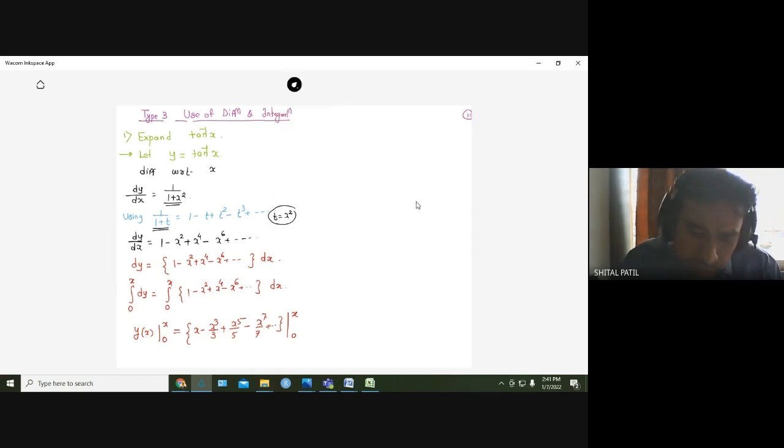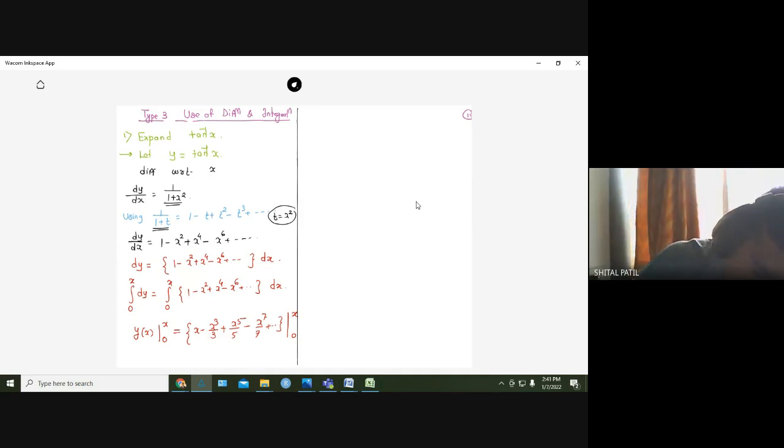So I'll write on the next page. Okay, so y of x minus y of 0 equal to, upper limit is x, so it is x minus x cubed by 3 plus x raised to 5 by 5 minus x raised to 7 by 7 and so on. This is the upper limit. Substitute the lower limit x equal to 0 and all the terms are zeros.